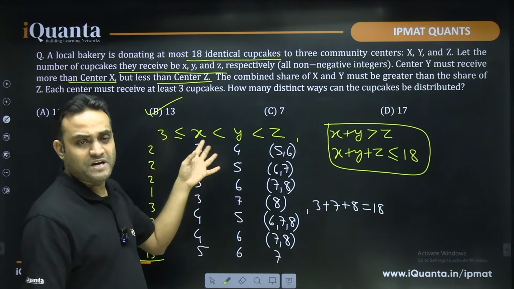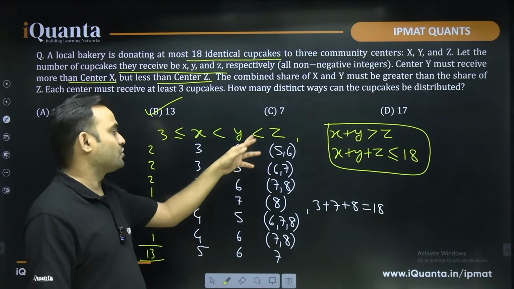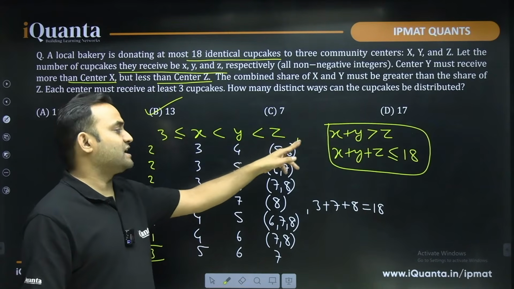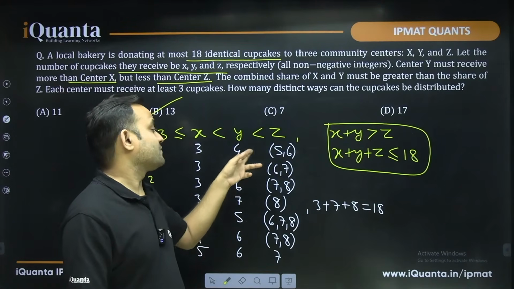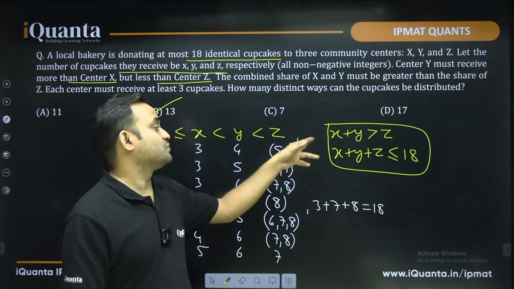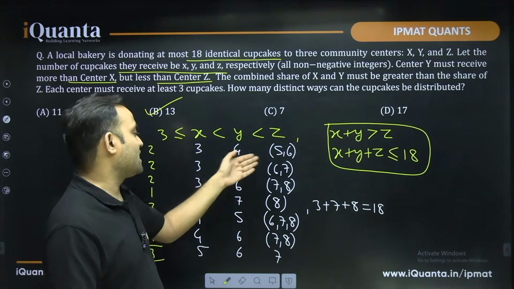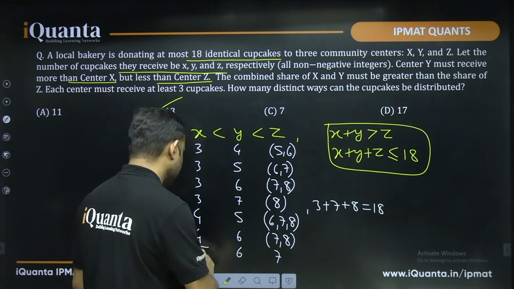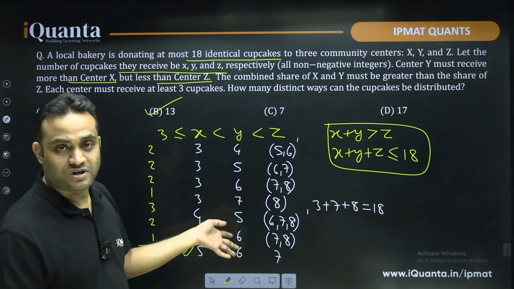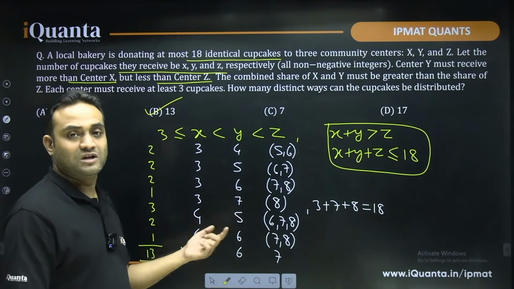X can be minimum 3. If I take x 3, y will be minimum 4. 3 plus 4, x plus y is 7. Z must be greater than y, greater than 4, it can be 5 and 6. It should be less than 7, right? Then 3, then 5, and rest, same thing. This will be the last case. And we just need to count it. There is nothing special in this question. You just need to consider all the cases.